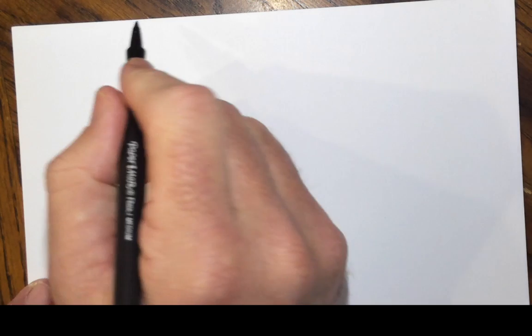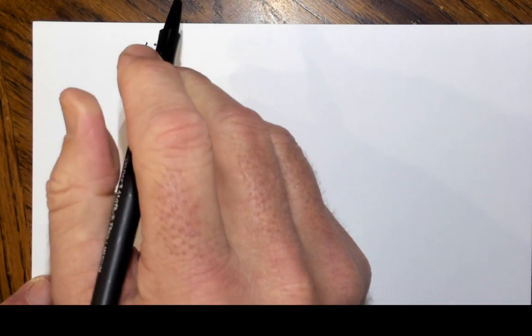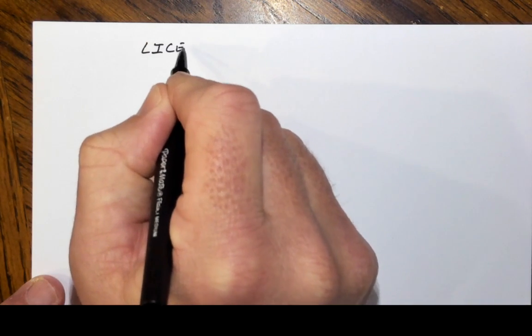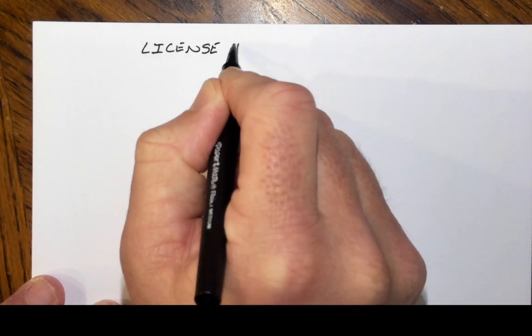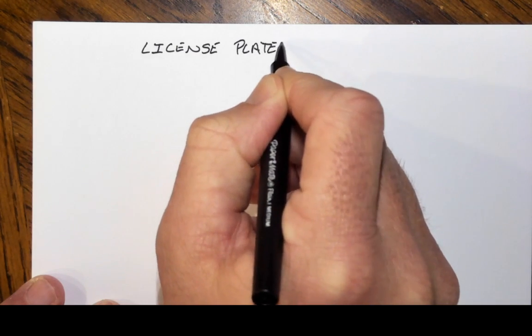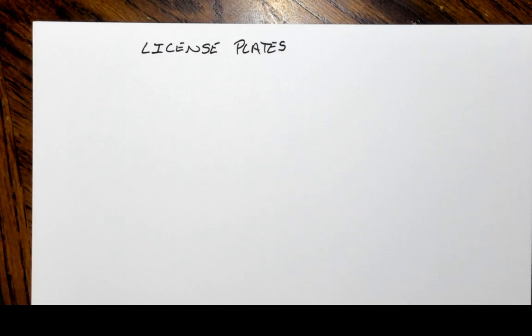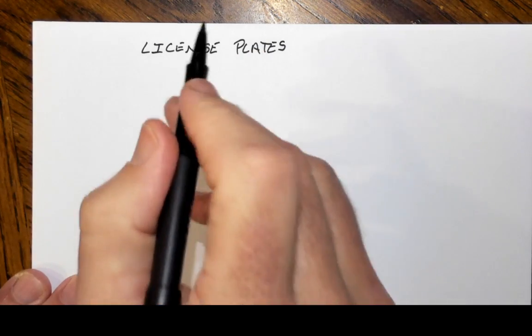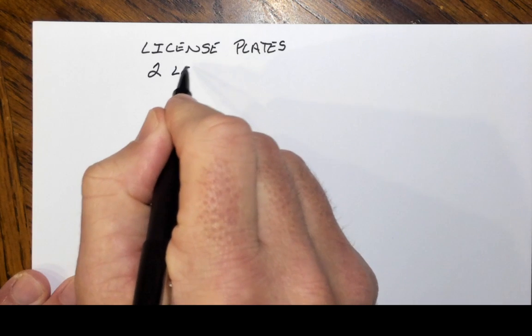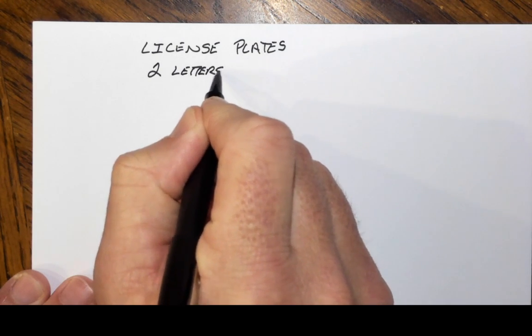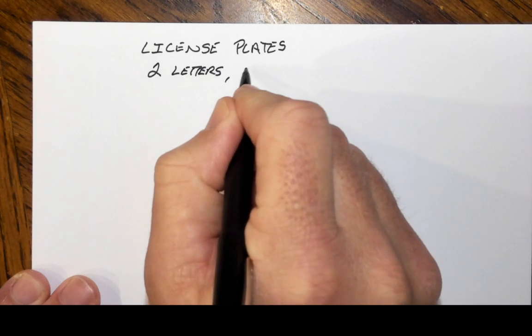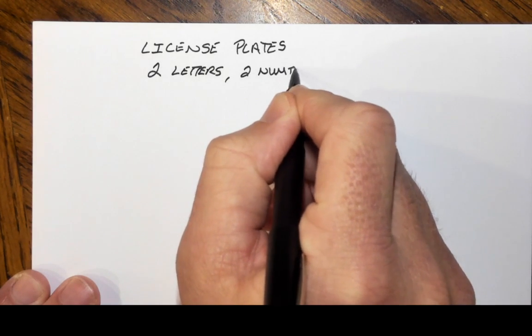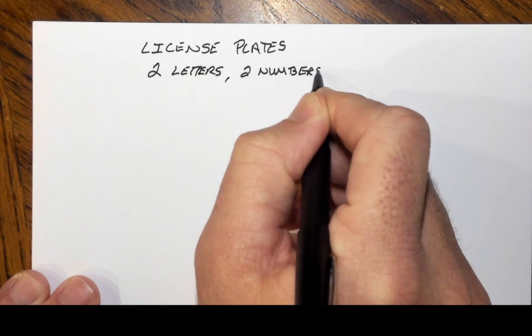Okay, next example. Let's work with license plates. So with license plates, you know, there's all sorts of different combinations. People get the personalized stuff and all that. Let's just say, for our license plate, we want 2 letters followed by 2 numbers followed by 2 letters.